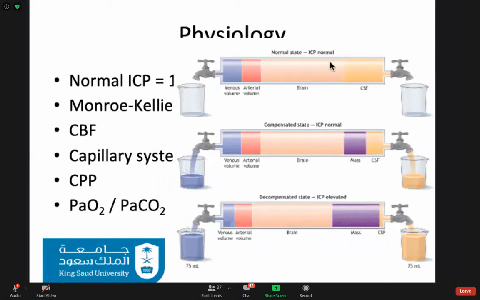So let's say that both of these are closed. تمام. This is the normal state. You have CSF, you have brain, you have arterial or venous. تمام. Compensated state, هذا اللي قلنا فيها البفرنج. شوي من الفينس فوليوم يطلع, شوي من CSF يطلع. It compensates for this mass. So we have still normal ICP. But if we have a large mass which can also be a hematoma, rapidly expanding hematoma, then you have a huge amount of the CSF coming out, a huge amount of venous volume coming out. You get to a decompensated state, which really leads to an increased ICP.